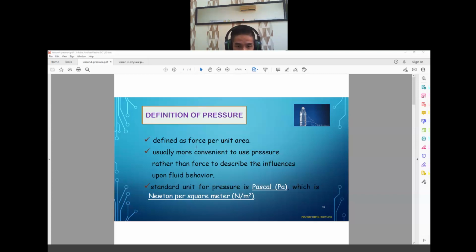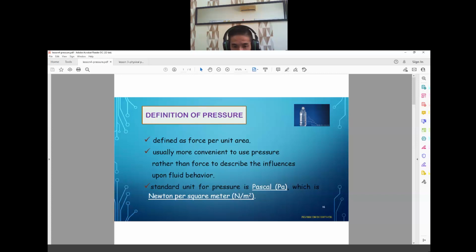Okay, the equation itself, you know it will be force per unit area, right? Force will be denoted by F, and area will normally be A. So this will be the definition of pressure. P, pressure, equals F over A. That's the equation. You need to pay close attention to the SI unit. The standard SI unit for pressure will be Newton over meter square.